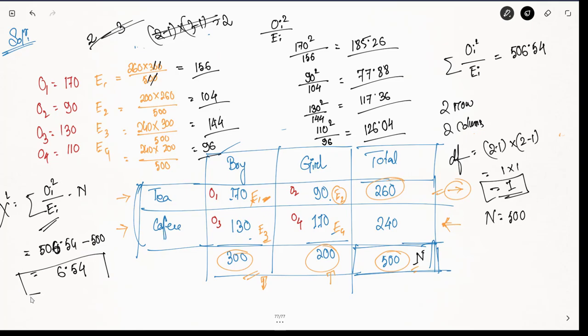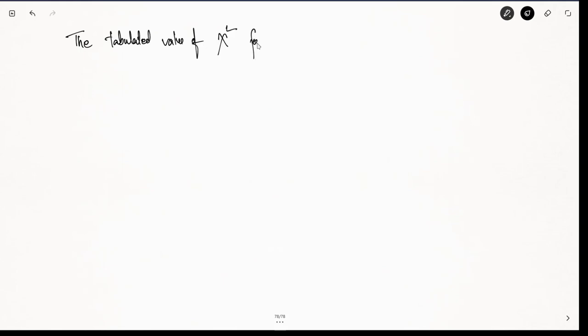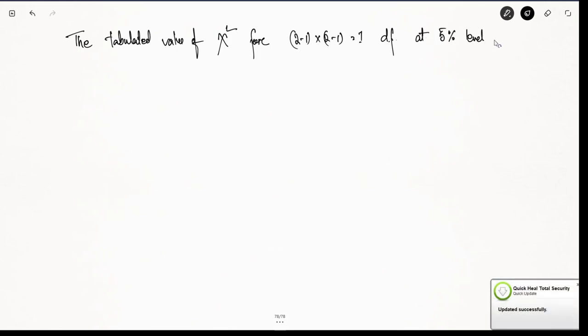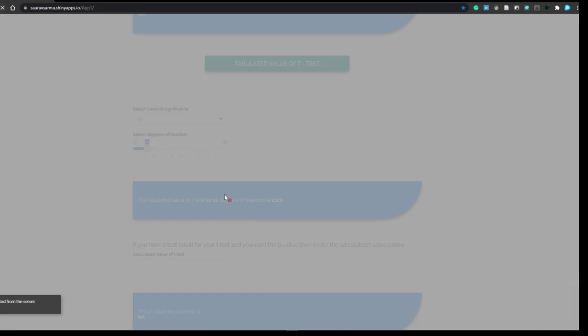Now we have found the calculated value. Next step is obviously to find out the tabulated value. The tabulated value of chi-square for 2 minus 1 into 2 minus 1 equal to 1 degrees of freedom at 5% level of significance is, so we will get back to that website.